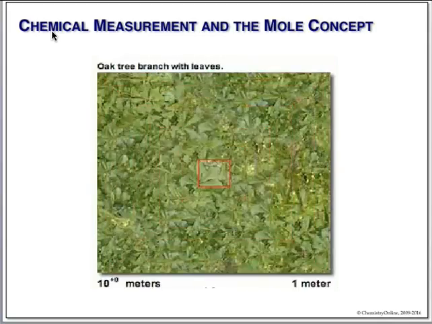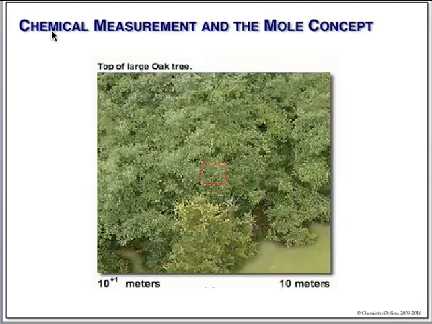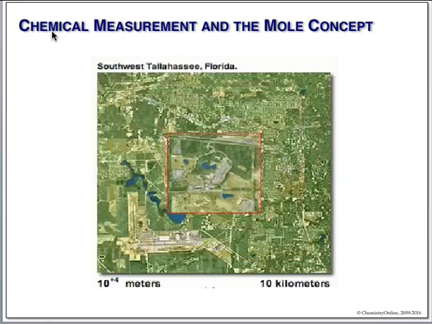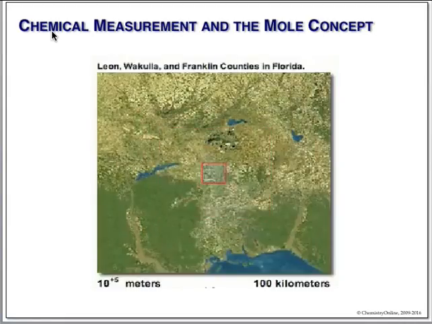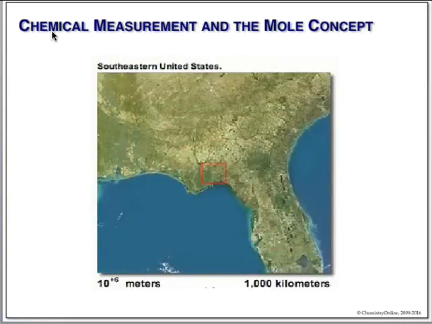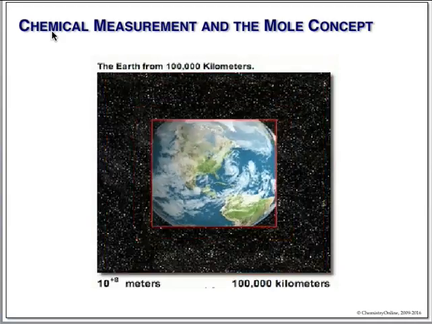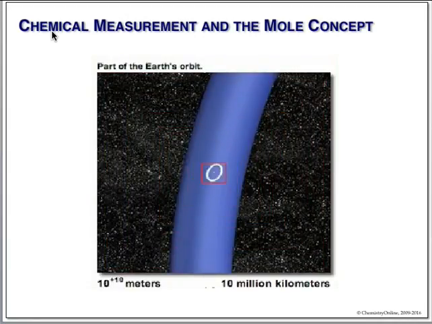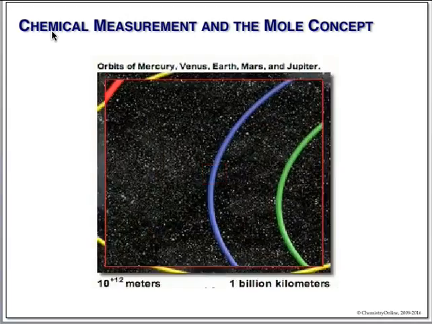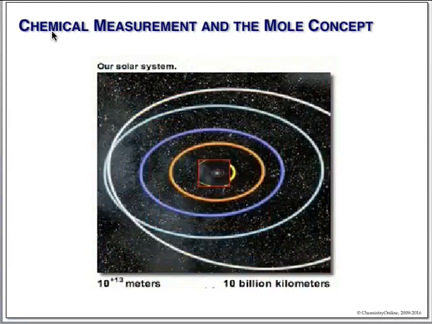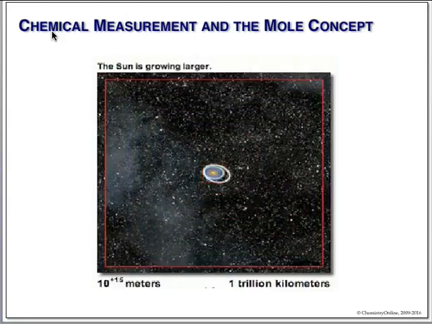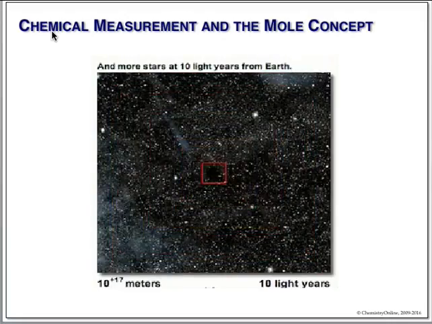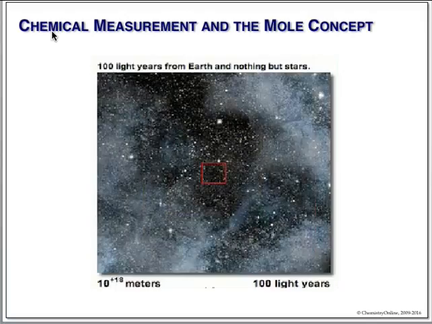So we start off with our leaf. Move back, we are 1 meter away, 10 meters away. We are 1,000 meters away, 100,000 meters away. Now we can see we're in northern Florida. 10 to the 8th meters, there's the Earth. That's the moon. This is representing our orbit. Here's our orbit. There's our solar system. We are now at 10 to the 14. That's our solar system. 10 to the 15 is just a little blob, and by the time we hit 10 to the 17, it's gone.